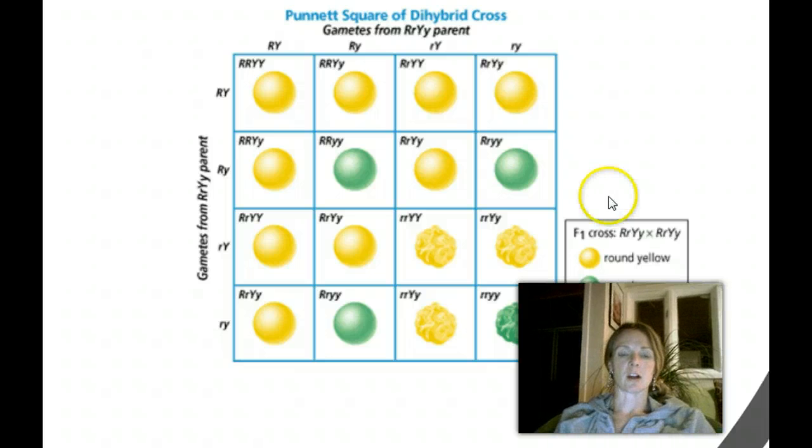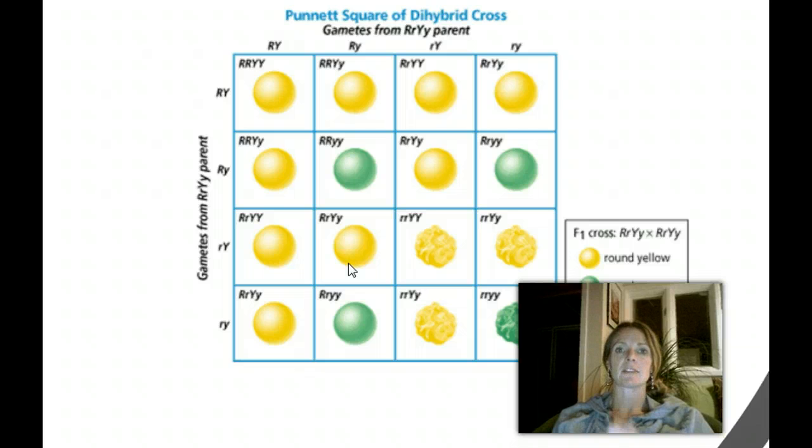Here's a dihybrid cross. Now remember I told you, in the example of the peas, and this is what we're looking at right here, we're looking at color and we're looking at texture, okay? So you have round and yellow, round and green, wrinkled and yellow, wrinkled and green. And here are the different genotypes for that, okay?